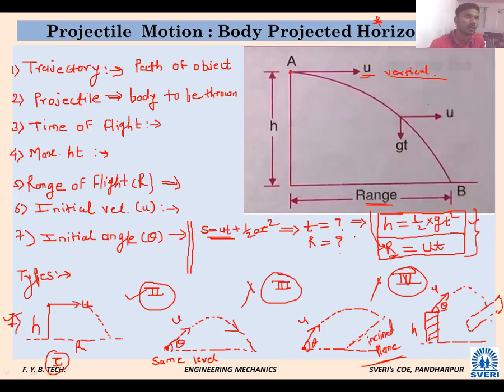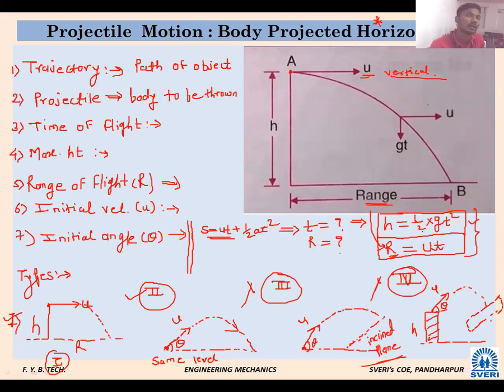Once an object is projected horizontally, only two formulas. Number 1, time of flight: h is equal to 1 half gt square. From that you can find the formula for time. If you simplify, what will it become? t is equal to under root 2h by g, with g going to the denominator.